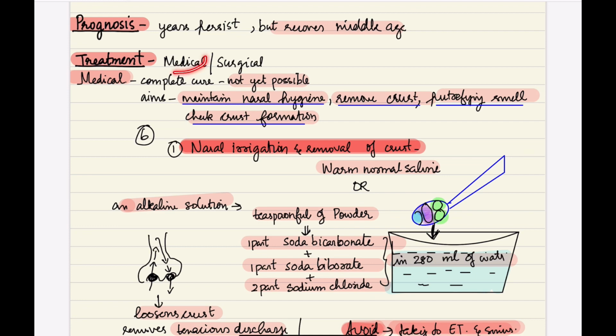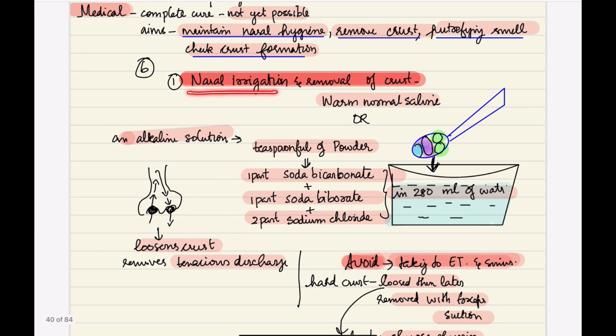Treatment. It has medical and surgical modalities. Under medical modalities, it aims at maintaining the nasal hygiene, removing the crust, eliminating the smell, and checking the crust formation. We can give nasal irrigation and removal of the crust using warm normal saline or making an alkaline solution by adding a teaspoonful of powder containing 1 part of soda bicarbonate, 1 part of soda biborate and 2 parts of sodium chloride in 280 ml of water.